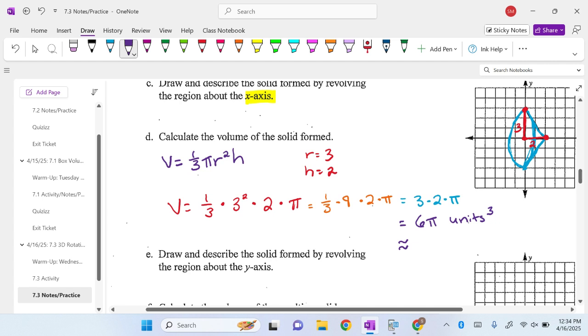So what is my approximate answer? Round to 2 decimal places. So Corey, what'd you get? That's right. So 18.85 units cubed. All right, so I got my real answer and my approximate.